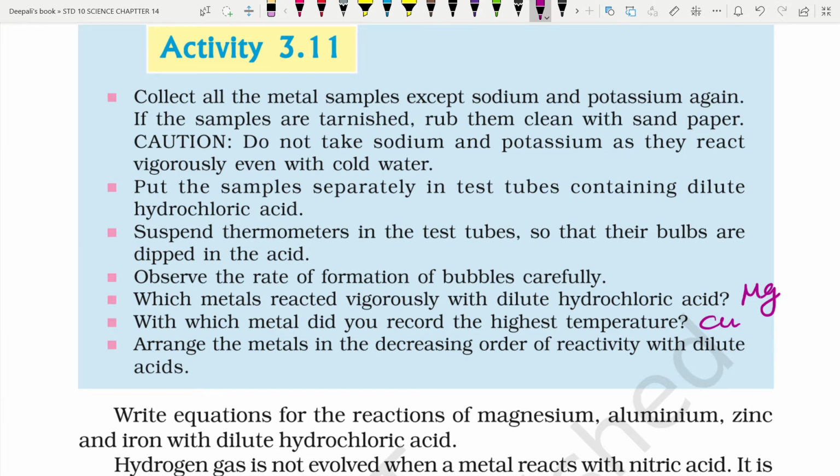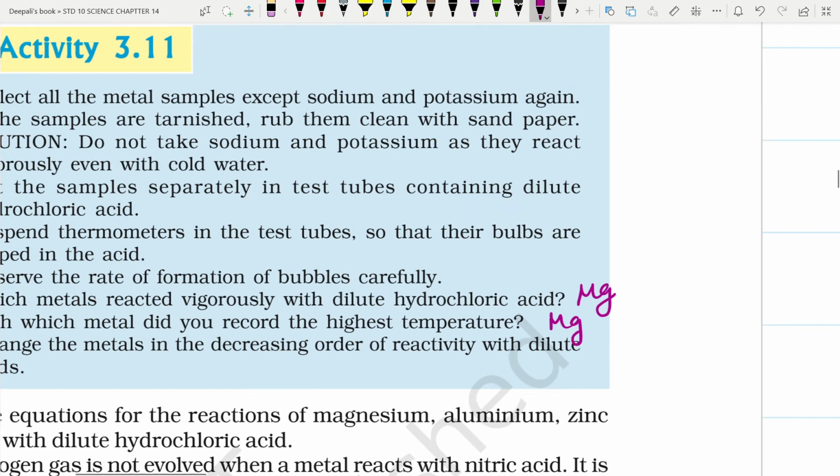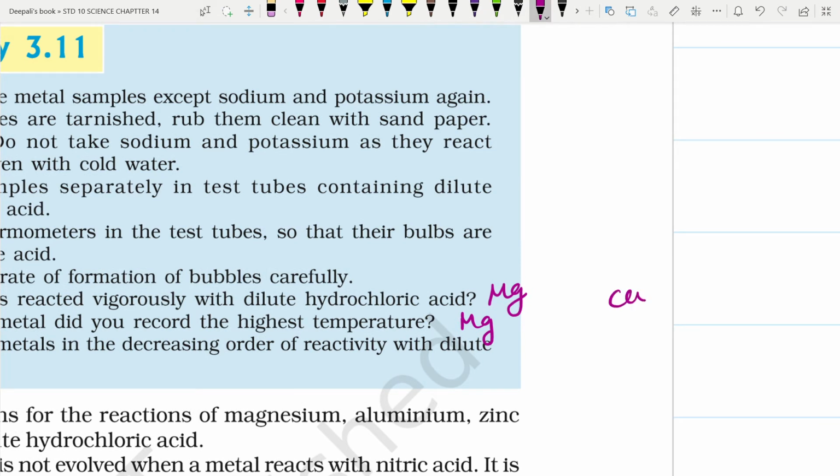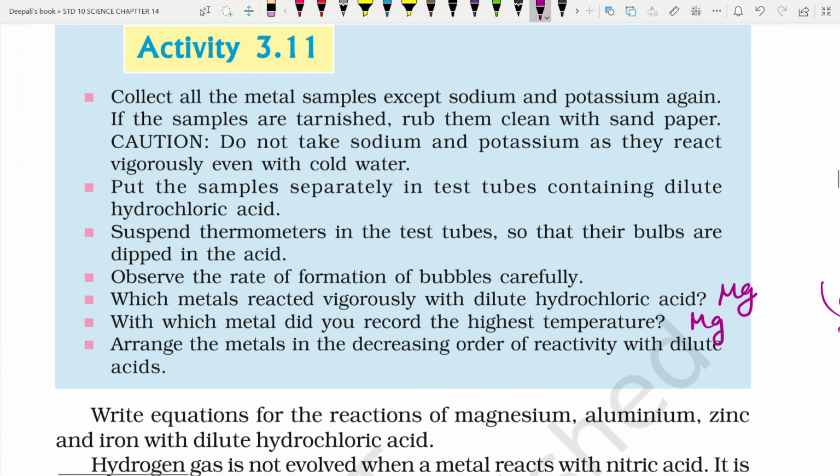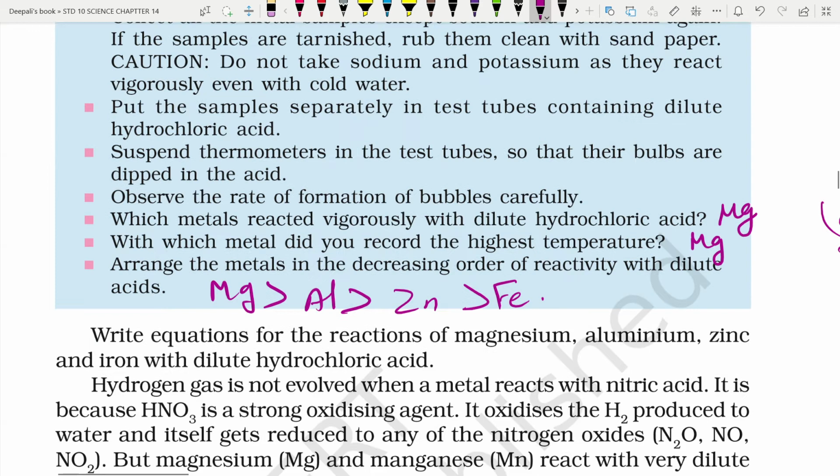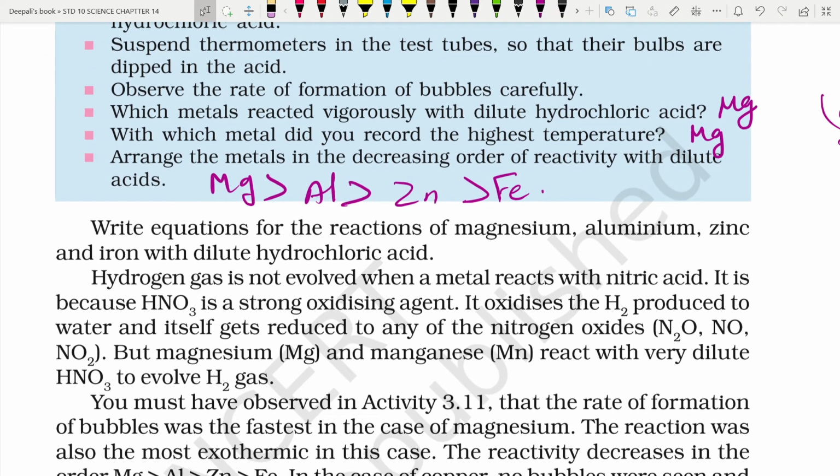Which metal raises the temperature to the maximum? Magnesium raises the temperature to the maximum. Copper does not react at all. Arranging this in the decreasing order of reactivity, we get Mg, Al, Zn, Fe. So it's very clear from this what the reactivity of the metals with an acid is.